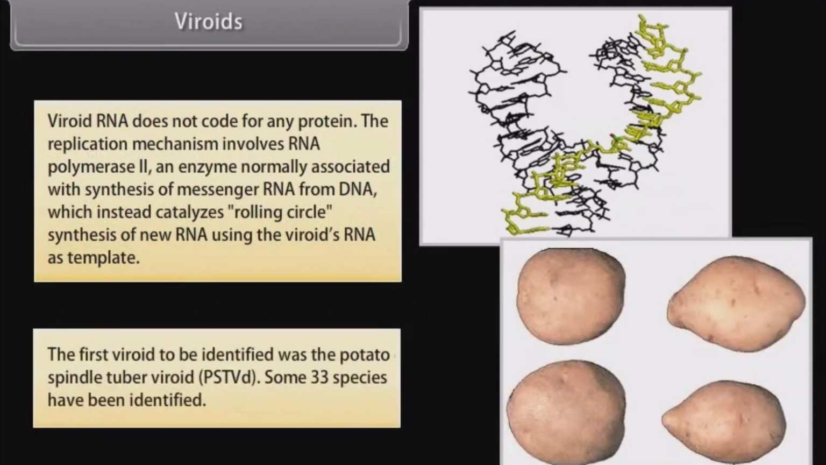The first viroid to be identified was the potato spindle tuber viroid, that is PSTVd. Some 33 species have been identified.